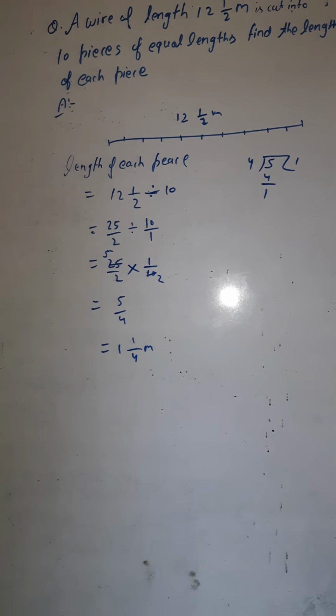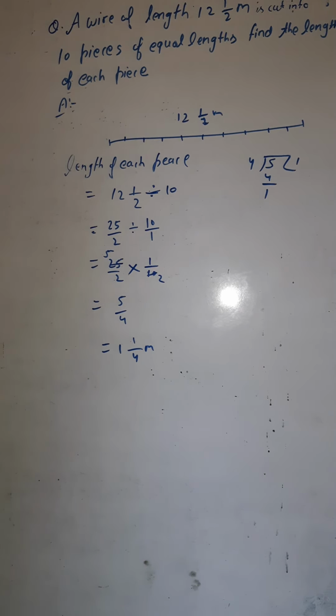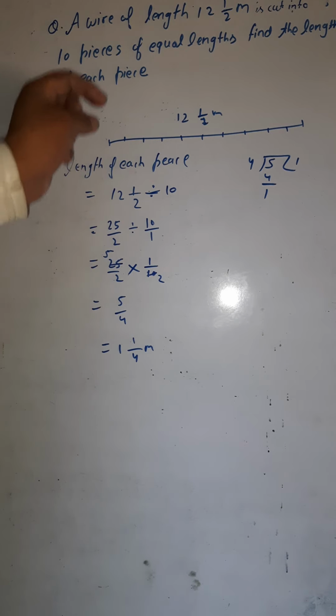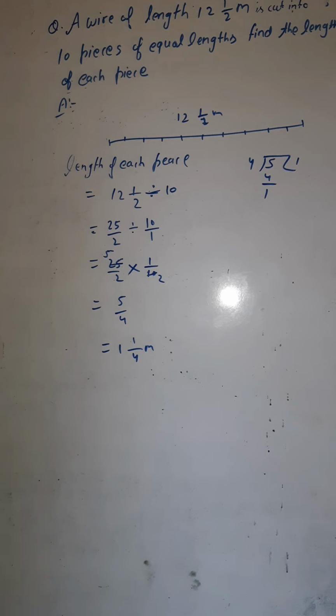So this would be the length of each piece. 1 whole 1 by 4. 1 whole 1 by 4 would be the length of each piece. Means each piece is of length 1 whole 1 by 4.